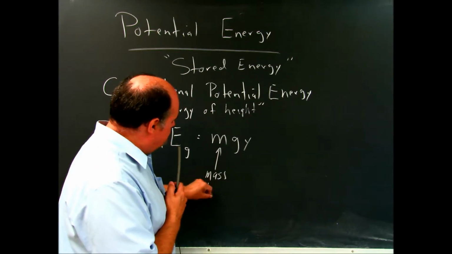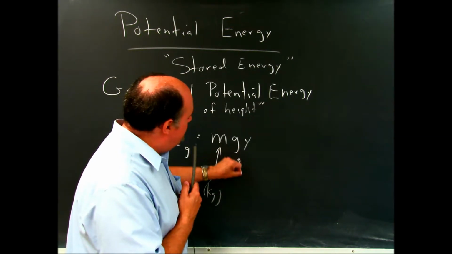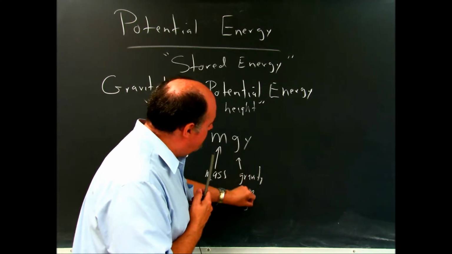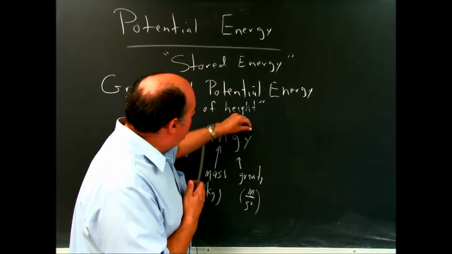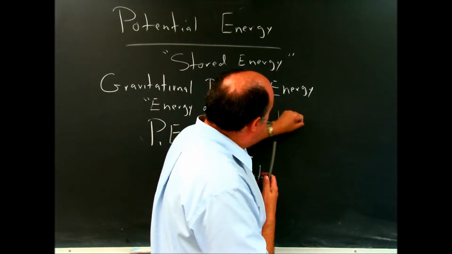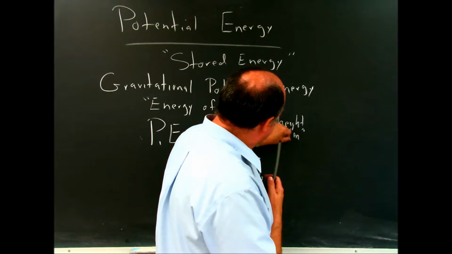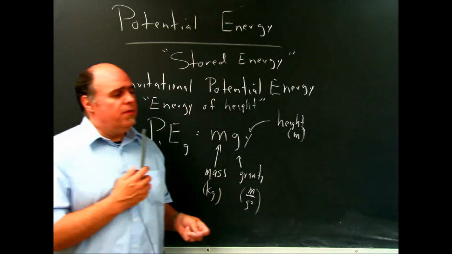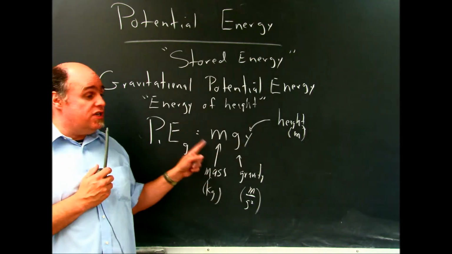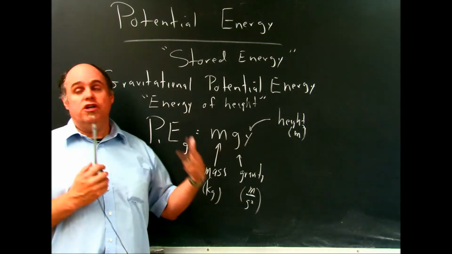in kilograms, G, which is gravity, which is in meters per second squared, and Y is for the height, in meters. Many books will use the letter H here for height. So many books you'll see M times G times H.